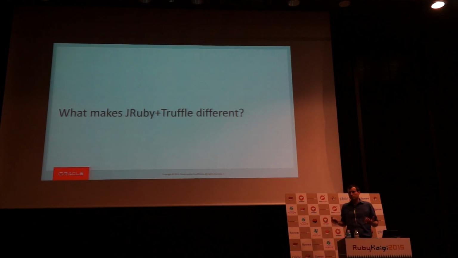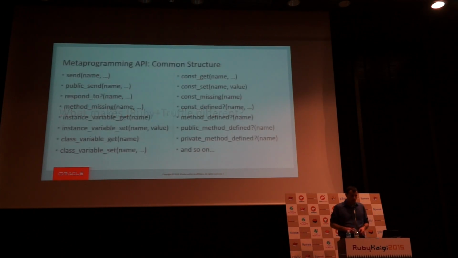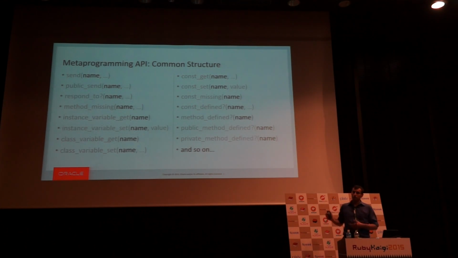All right, so what makes JRuby+Truffle different? Why are we able to eliminate metaprogramming overhead while other implementations seem not to have been? If we take a look at this metaprogramming API, at least a subset of it, you'll see that there's a very common structure here. And that's that they often take some form of name as the first argument. That could be a method name, a variable name, a constant name. But there's some way to discriminate what they're ultimately going to be doing.